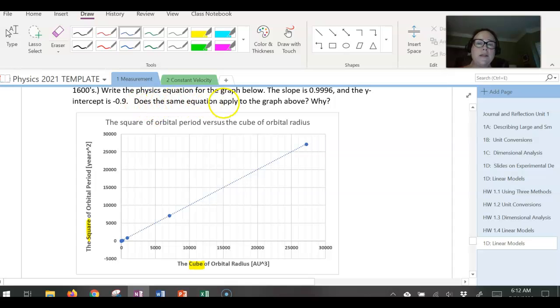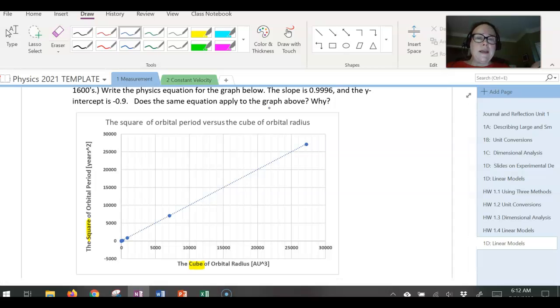One question is, does the same equation apply to the graph above? Well, yes. When you are linearizing the data, you are not changing the data. You're making a consistent transformation. So every data point for orbital radius got cubed, and every data point for orbital period got squared. So we have not altered the data or altered the relationship.